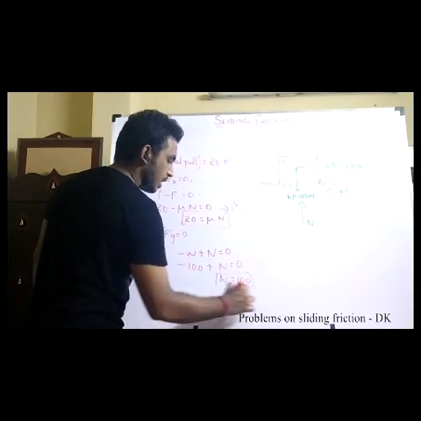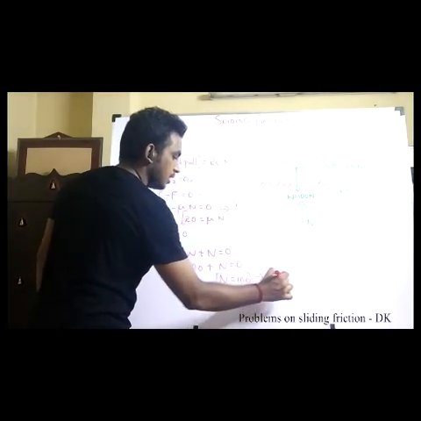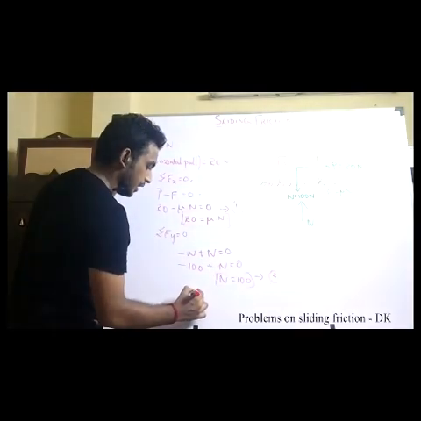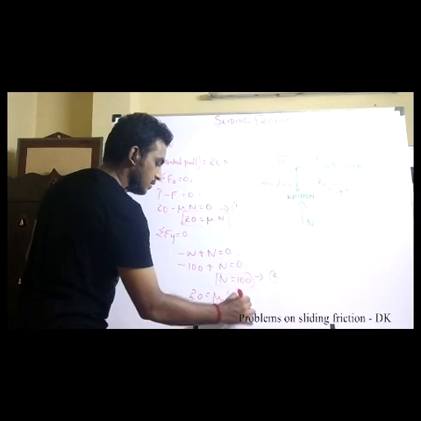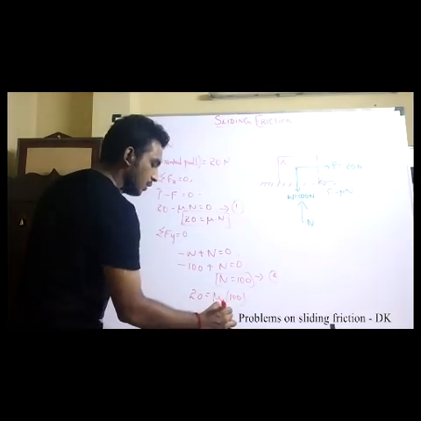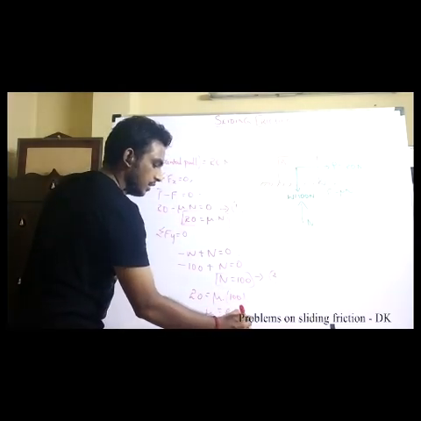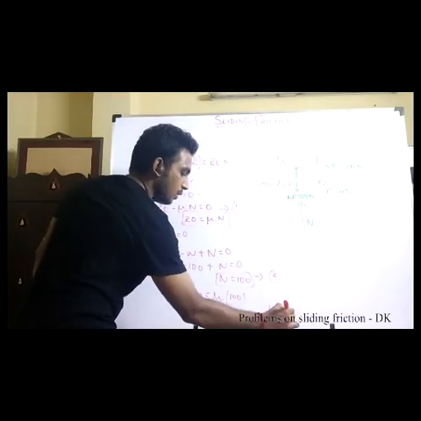Substituting the value of N, that is 100, in equation number 1, we get 20 is equal to mu times 100. So mu is equal to 20 divided by 100. We get the value mu is equal to 0.2.